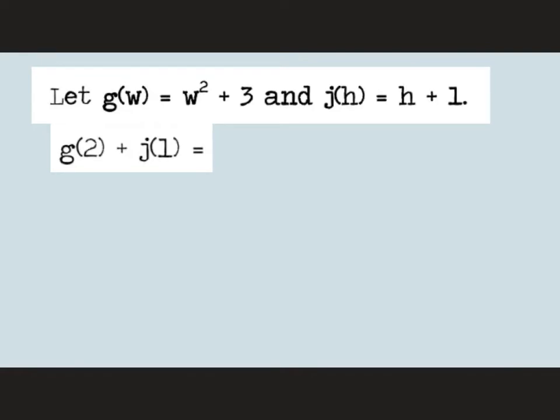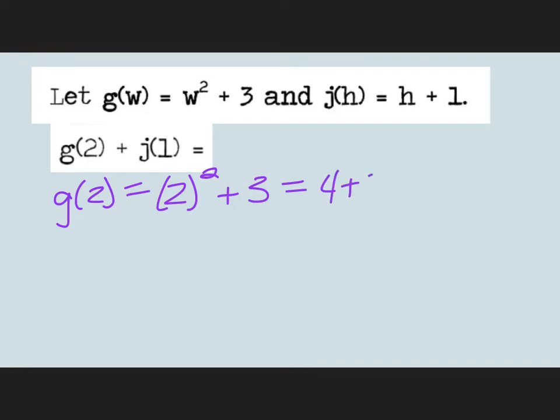So for this first one, it's actually asking for g of 2 plus j of 1. So we're going to take g of 2 and substitute a 2 wherever there is a w, and we're going to solve that. So in this case, 4 plus 3 equals 7. So that's g of 2.